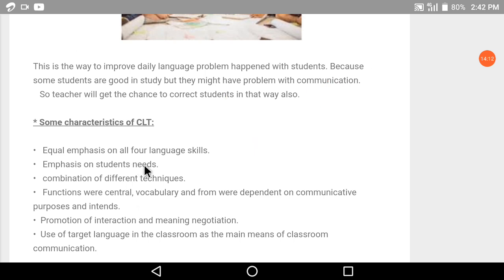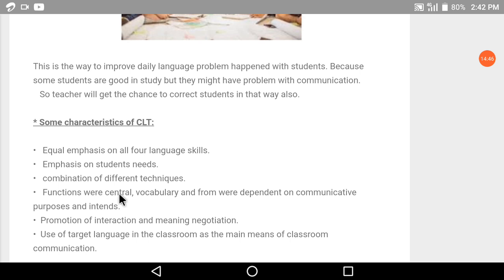Emphasis on student needs. It emphasizes what kind of needs students would have in life. Combination of different techniques. The teacher can use different techniques. They can use the grammar translation method, the direct method, or just ask students to discuss. We can use any kind of method. We can use drama, a storytelling method, a story completion method, anything.